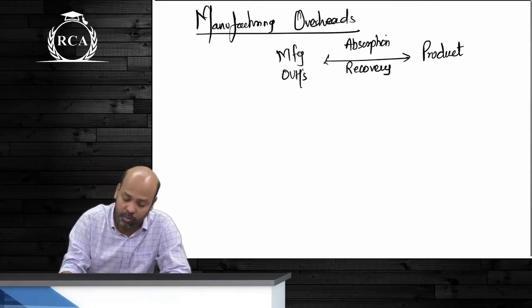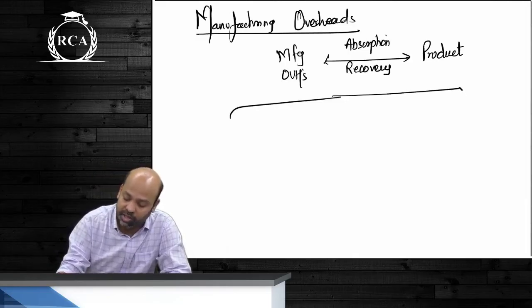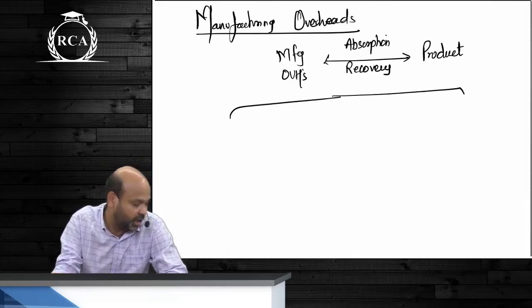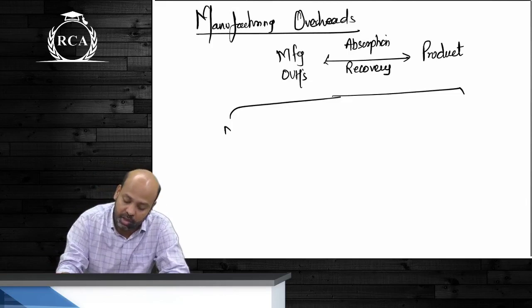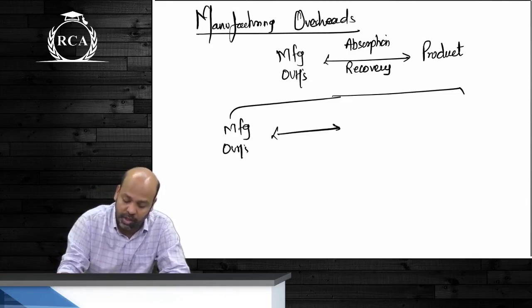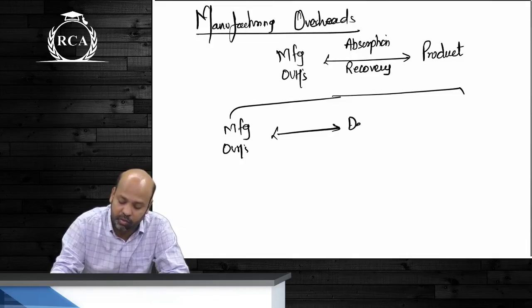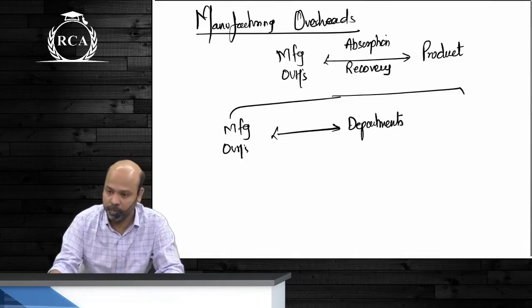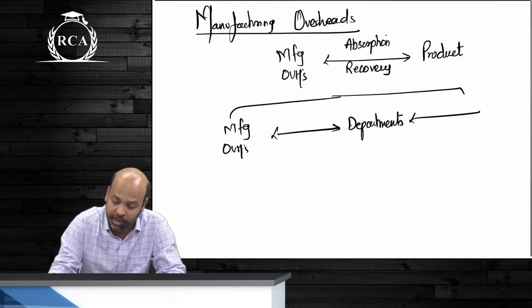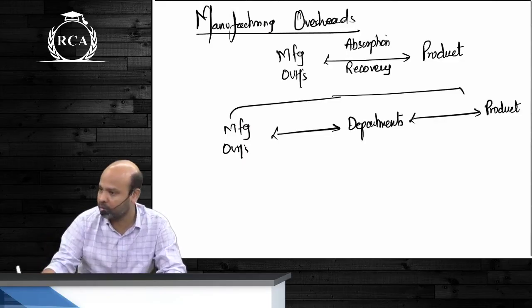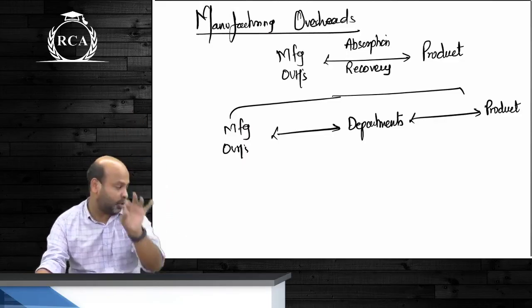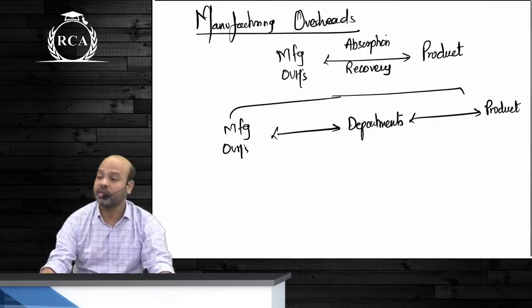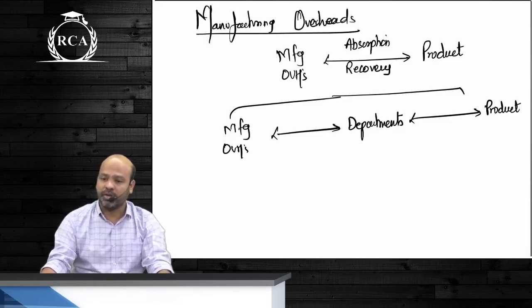So to absorb overheads, this chapter says instead of directly allocating overheads to the end product, what we will do is we will allocate manufacturing overheads to the different departments of an organization. From those departments, we will take it forward and allocate to the end product. Directly जाके end product में नहीं डालेंगे. We are going to first allocate it to different departments.